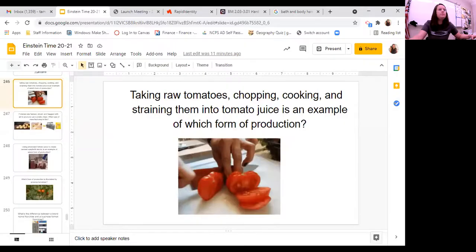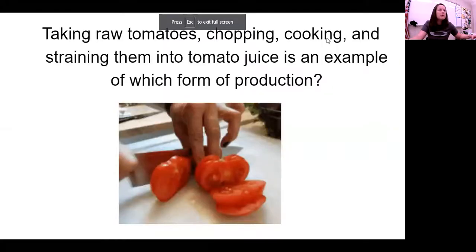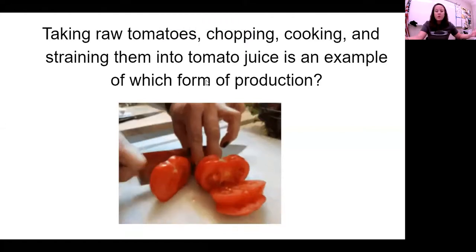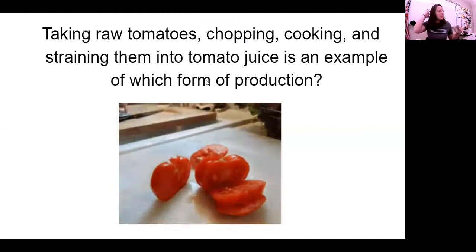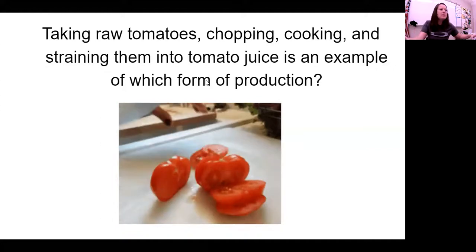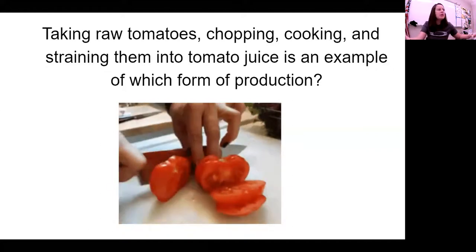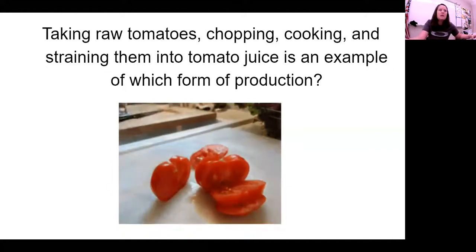So for review, remember we started a brand new objective yesterday. Objective 203, which is all about production and manufacturing. So this first one, taking raw tomatoes, chopping, cooking, and straining them into tomato juice is an example of which form of production. This is processing.